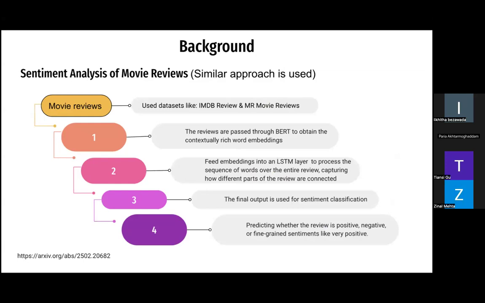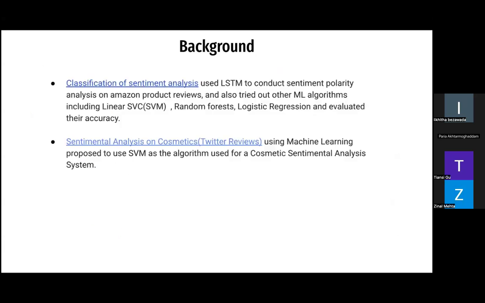BERT understands the context of each word by looking at the words surrounding it and develops contextually rich word embeddings. These embeddings are then fed into the LSTM layer. It processes the sequence of words in the entire review and captures how different parts of the review are connected. This will help to understand the overall sentiment of the review. In the next slide, please.